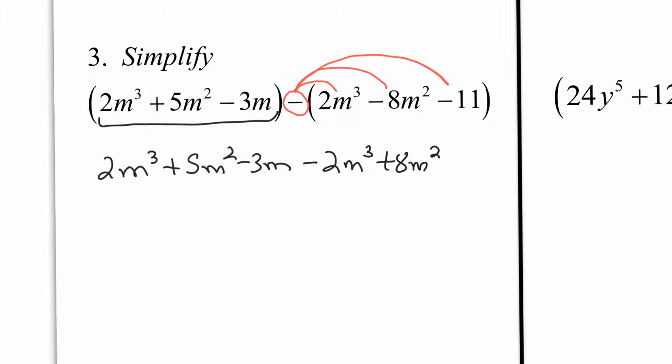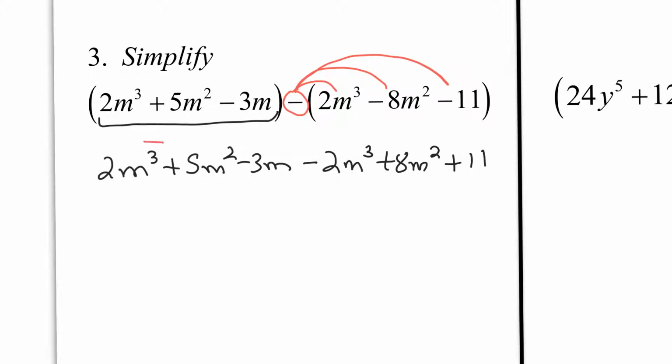And notice I'm just changing the signs. That's what happens when you multiply a parenthesis by a negative. You just change the signs of the numbers. And the last one, negative times negative 11, that's a positive 11. So let me use those shapes that I told you about to combine like terms.